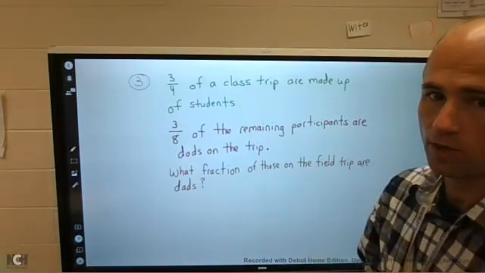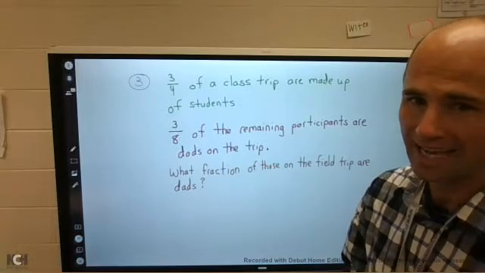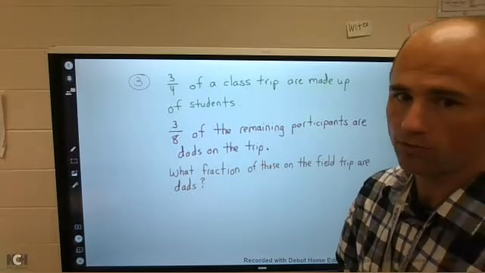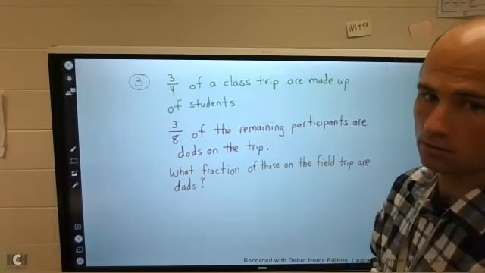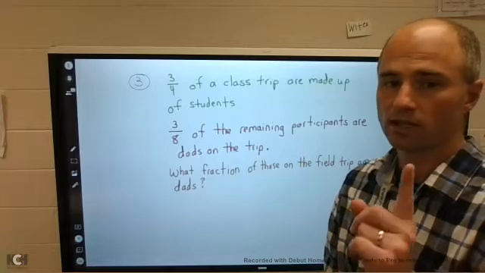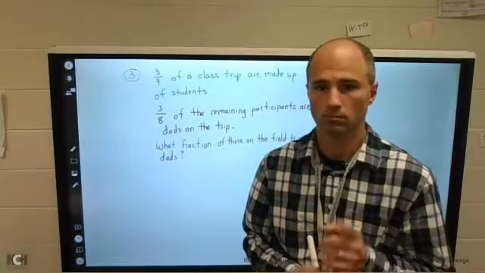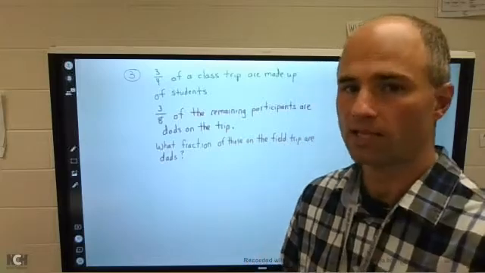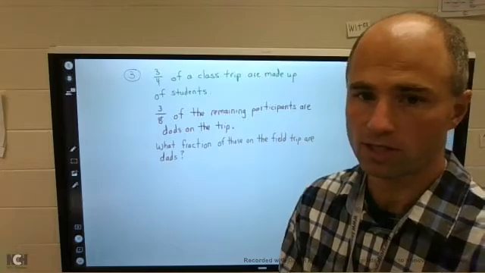3/4 of a class trip are made up of students. 3/8 of the remaining participants are dads on the trip. What fraction of those on the trip are dads? Okay, at this point, hit the pause button and work out this problem. All right, so now that you've had the time to work it out, let's go ahead and solve this problem and check to see if you got it correct.